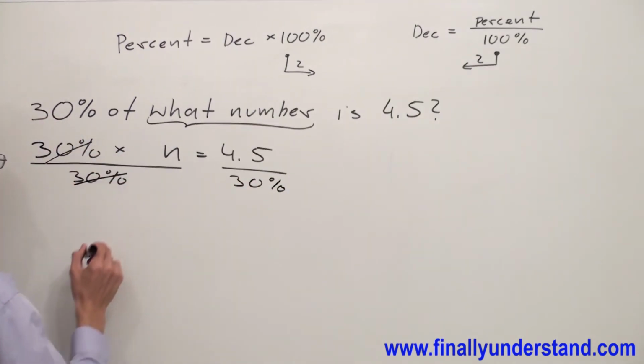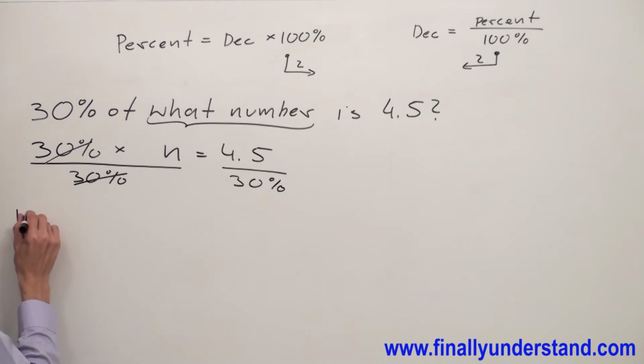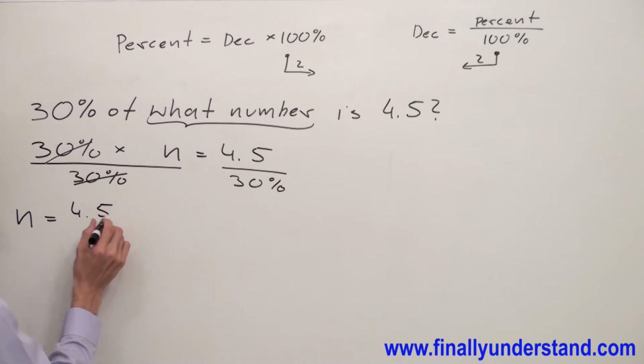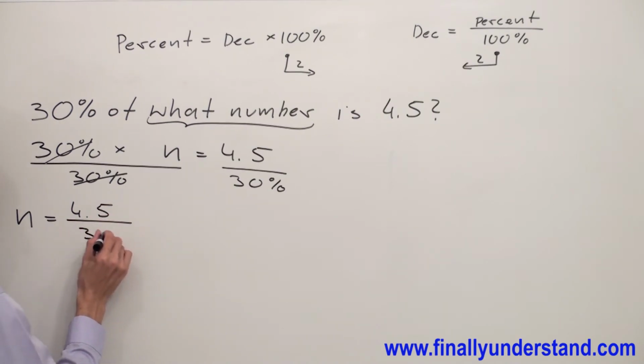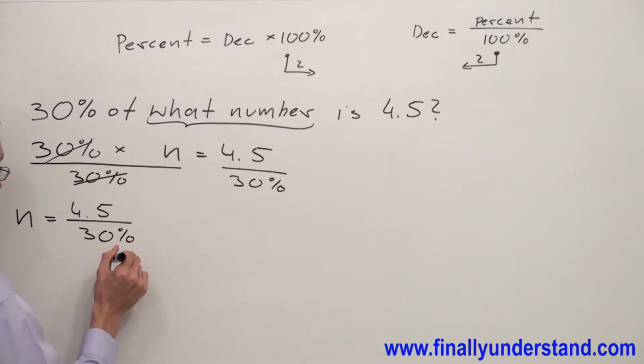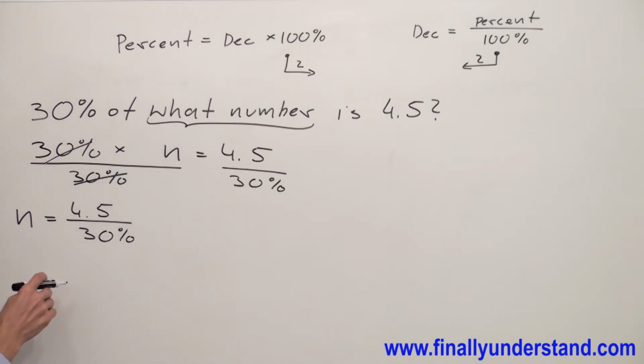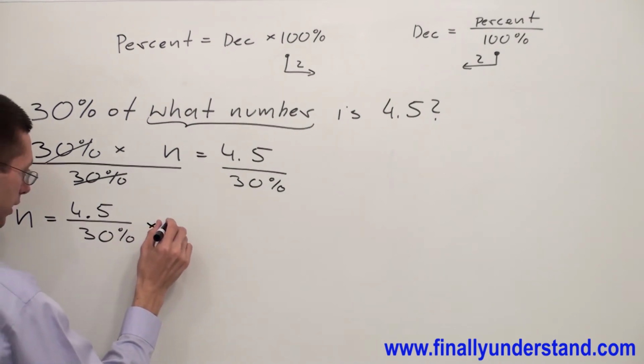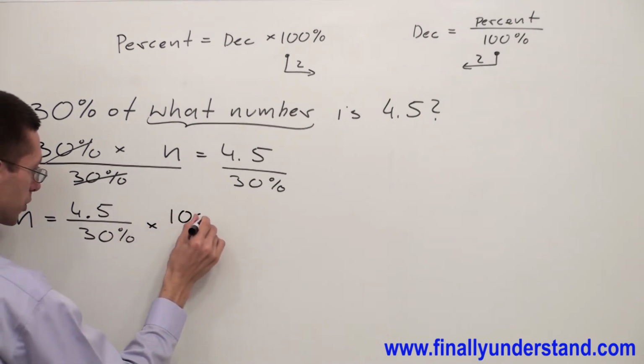And 30% will cancel out. Now my equation is going to look like n equals 4.5 over 30%. Now, this is a very specific kind of problem. My way to solve it, just remember, we do not want to see any percents in the denominator. In order to eliminate percent from the denominator, I always multiply the fraction by 100%.